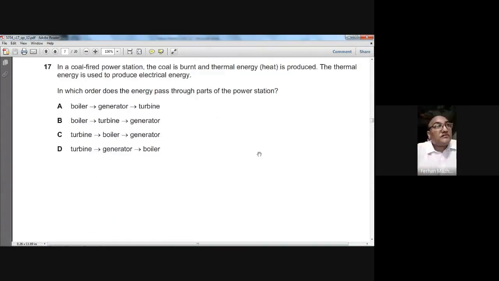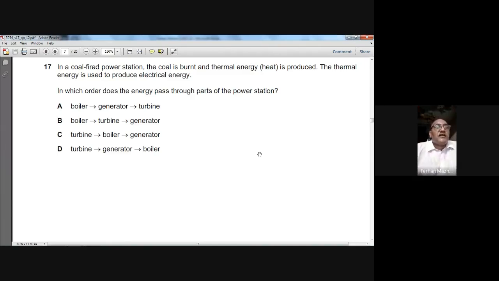Question 17. In a coal-fired power station, the coal is burnt and thermal energy, heat, is produced. The thermal energy is used to produce electric energy. In which order does the energy pass through parts of the power station?